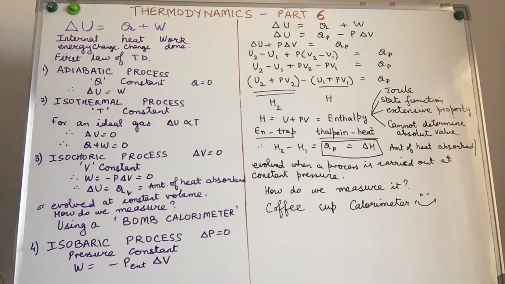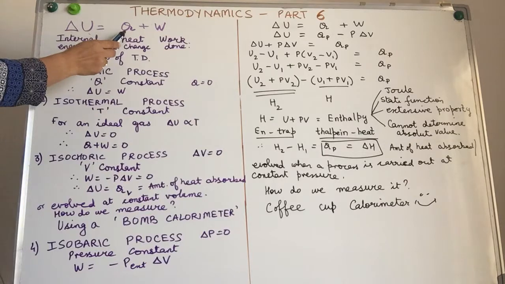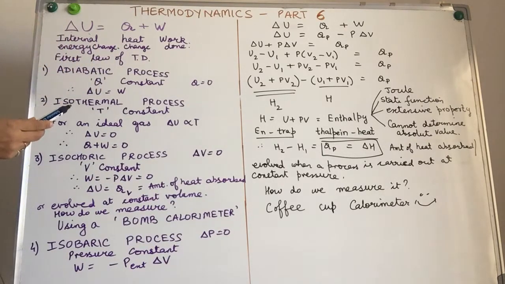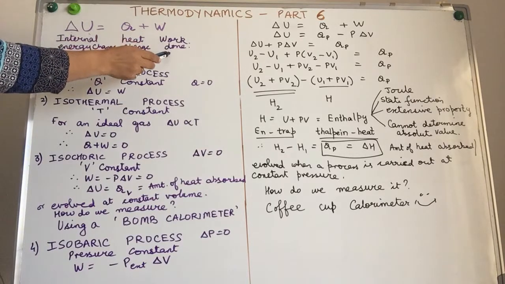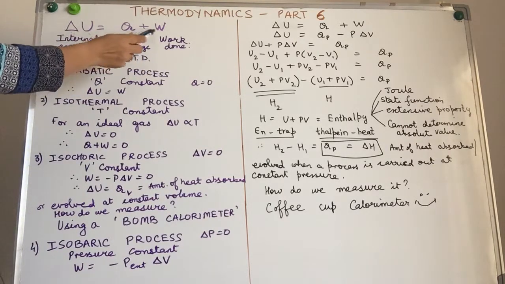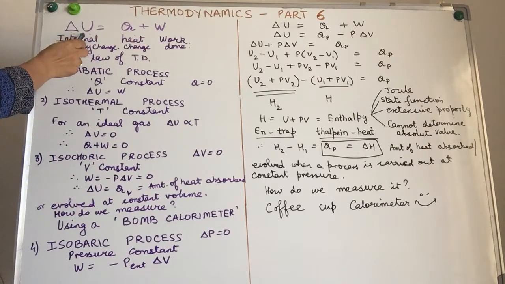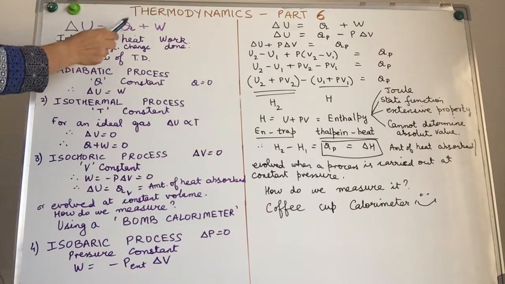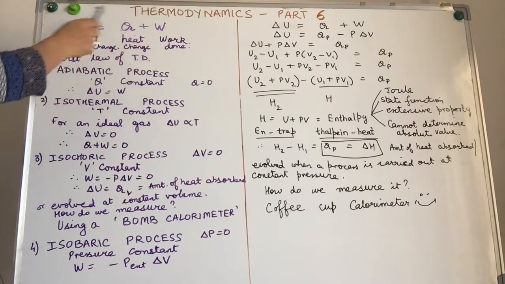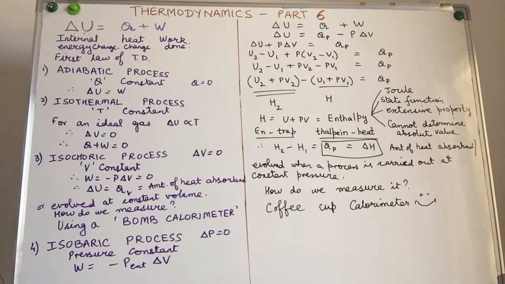We had spoken about the first law of thermodynamics and we had said that the change in internal energy is given by the sum total of the amount of heat absorbed or evolved plus the pressure volume work done. That means delta U is equal to Q plus W. U stands for internal energy, Q for heat, W for work. This is the mathematical representation of the first law.